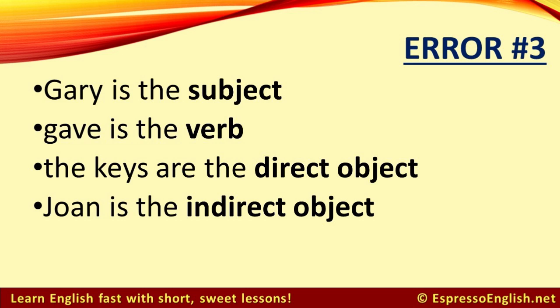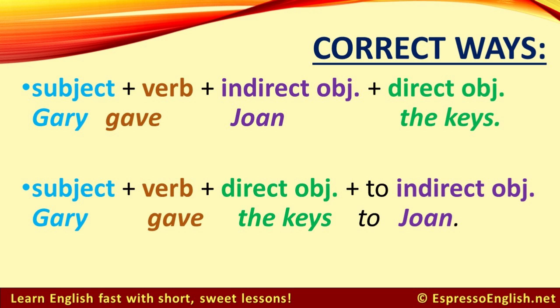In English, we can form the correct sentence in 2 ways. We can have subject, verb, indirect object, direct object. Gary gave Joan the keys. You can also put the direct object first, and then add to before the indirect object. Gary gave the keys to Joan. However, you can't put the indirect object in the middle and use to.